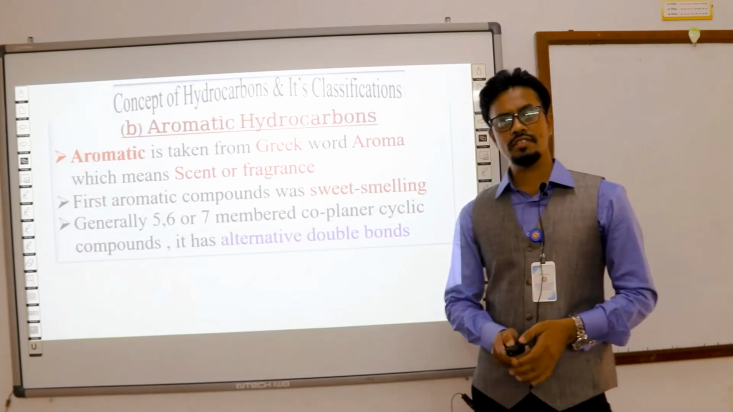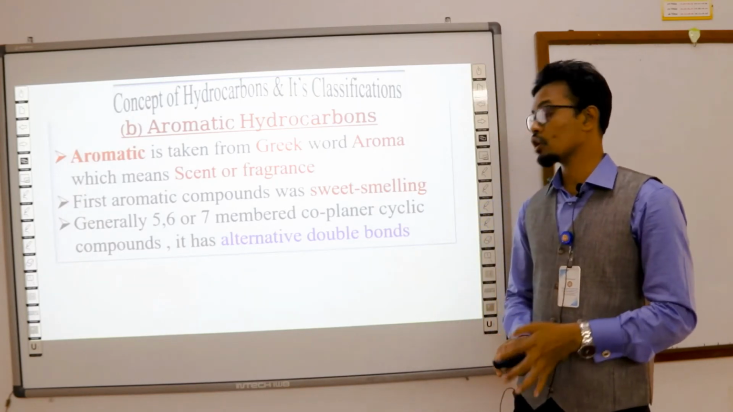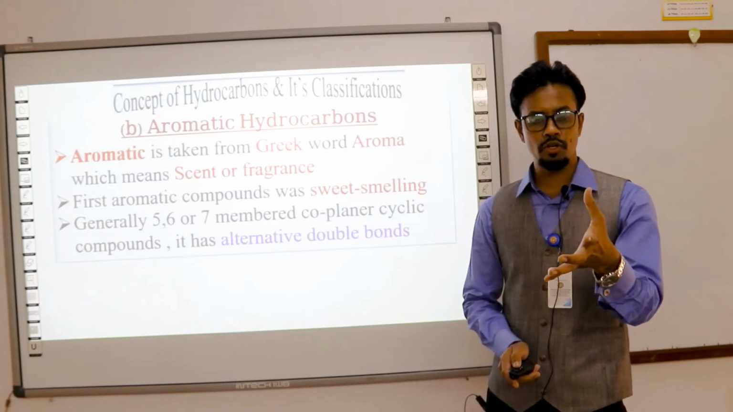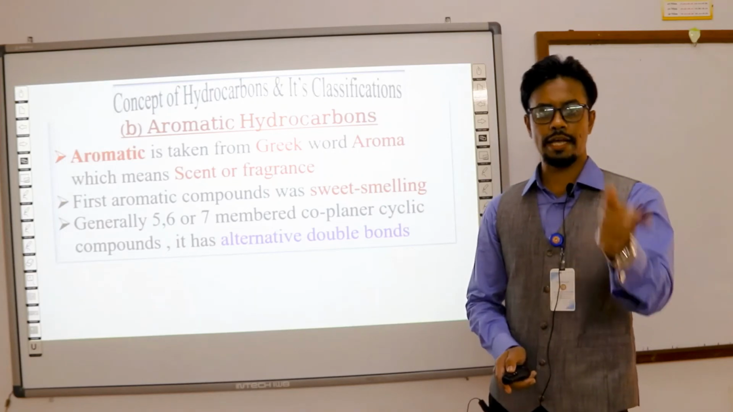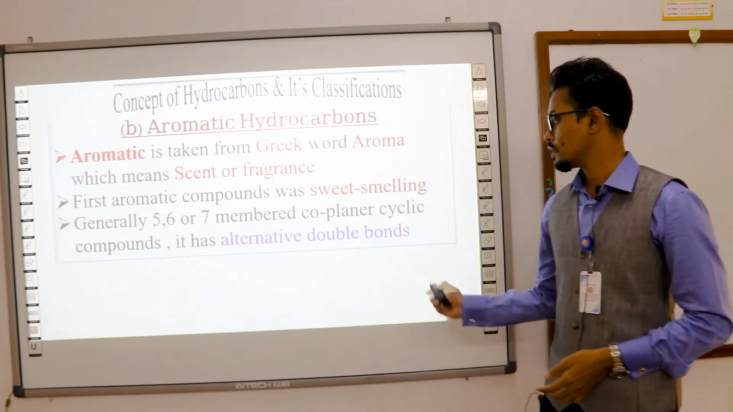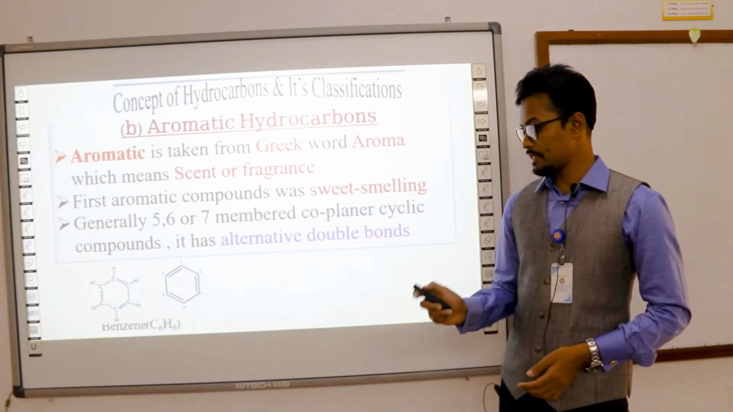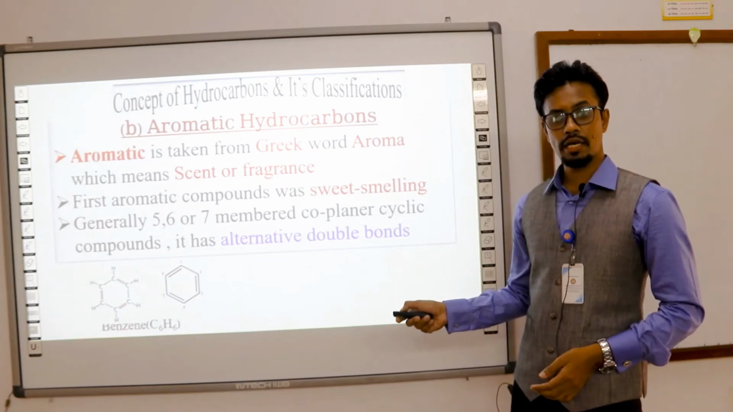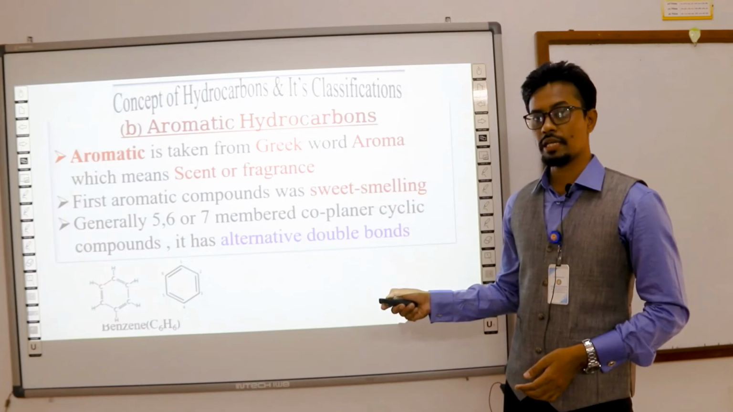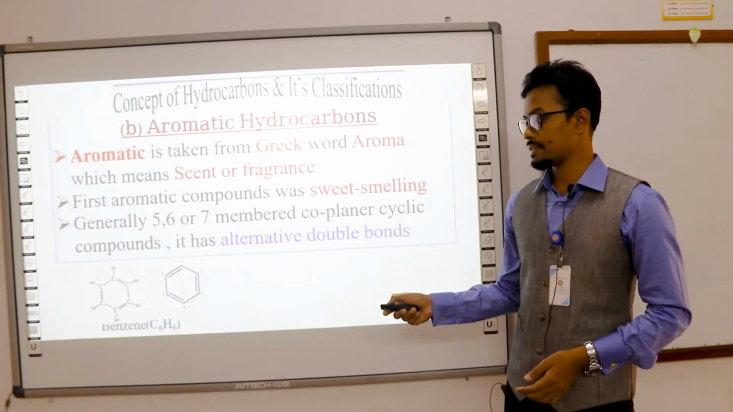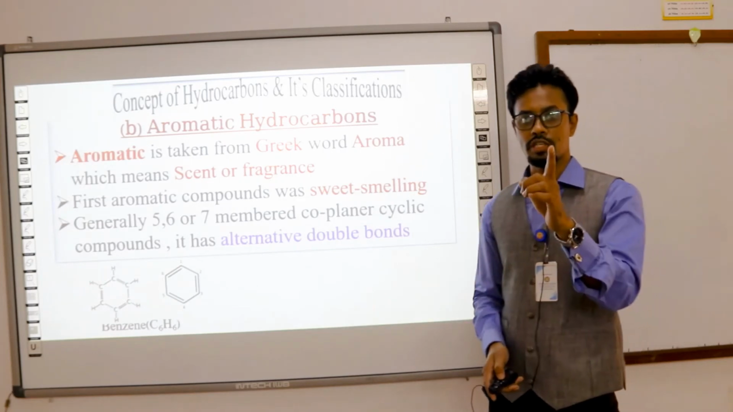Generally they are 5, 6 or 7 membered coplanar cyclic compounds with alternating double bonds. Alternating double bonds means a carbon-carbon single bond, then a carbon-carbon double bond, again a single bond, again a double bond. You may see here benzene. It is a 6-membered closed chain hydrocarbon, and here you can see a carbon-carbon single bond, then double bond, again single bond, double bond, single bond, double bond. So it is called alternating double bonds.